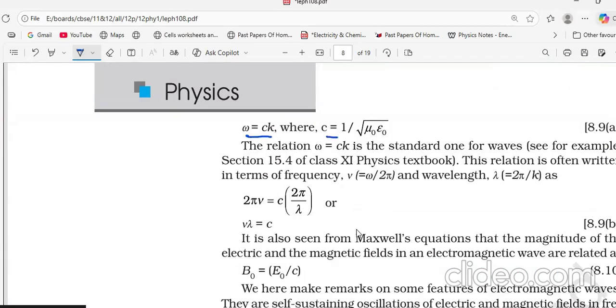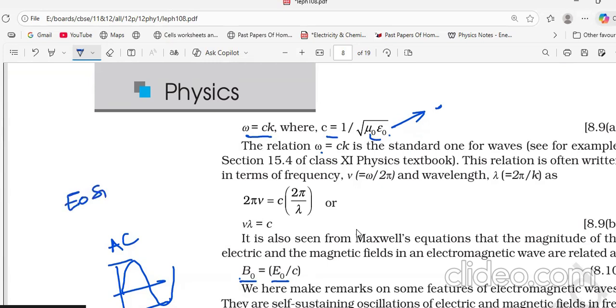And c is 1 over the square root of permittivity into permeability. This is the permittivity of free space. E naught and B naught are the peak magnitudes. Like in AC, we have a peak voltage. Similarly here, E naught and B naught, like E naught sin omega t, we had peak voltage. This is the magnitude.